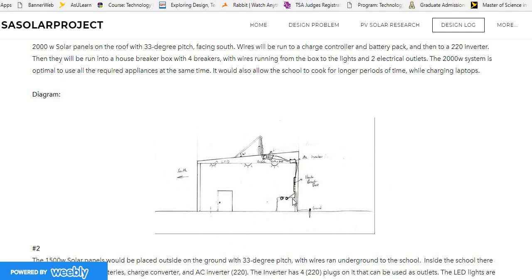Here's an example of what would be the hot plate. Here are the solar panels with the right pitch, with wires running to the battery charge controller, the battery pack, then to the AC converter, then down to a house breaker box, and lastly out to the ground to make sure if lightning was to strike the building, it would not fry the entire system.